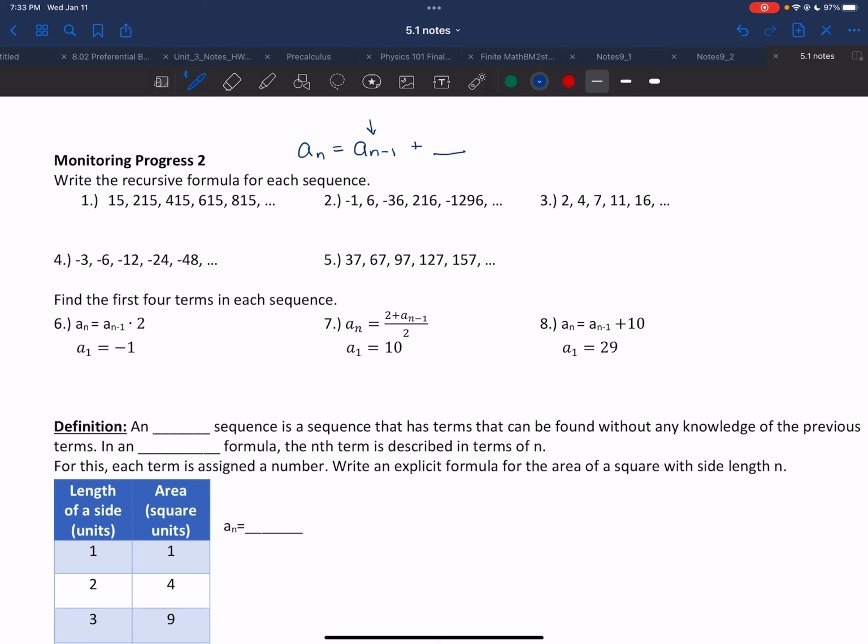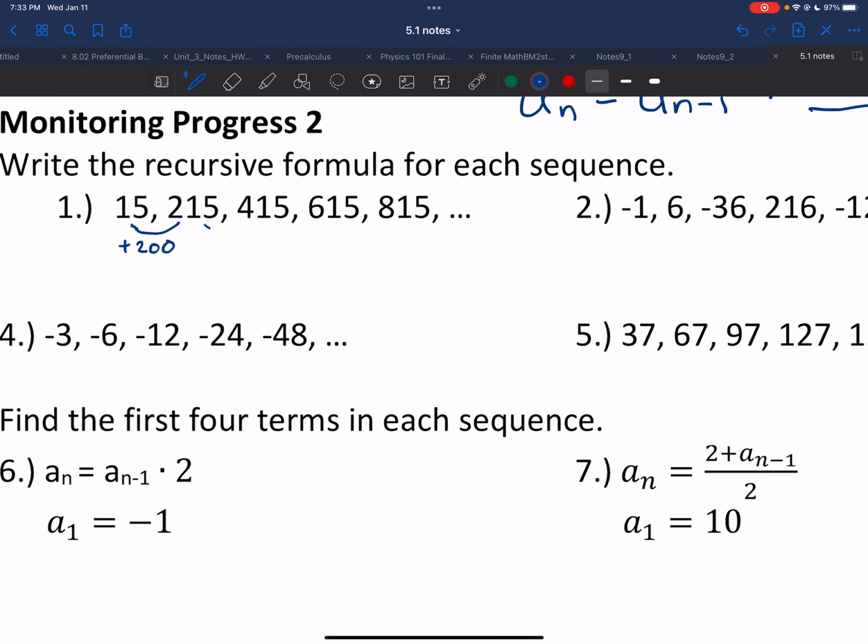So let's take a look and write the recursive formulas for each of these sequences. From 15 to 215, I went up 200. From 215 to 415, I also went up 200. So I can see that there is a trend that I go up 200 from my previous number, my previous term. So my equation is going to be a to the n equals a to the n minus 1 plus 200.